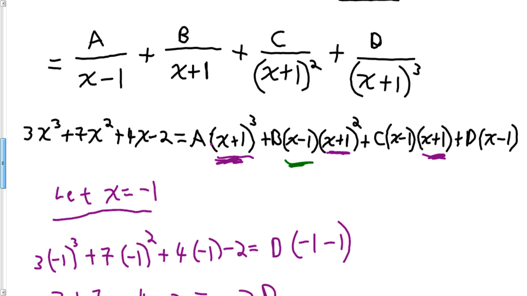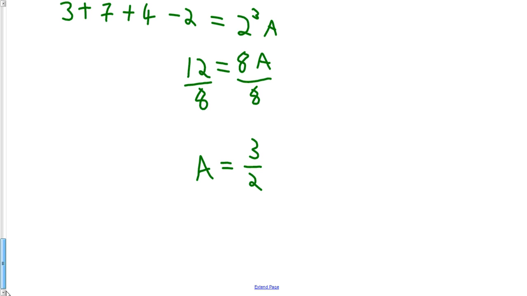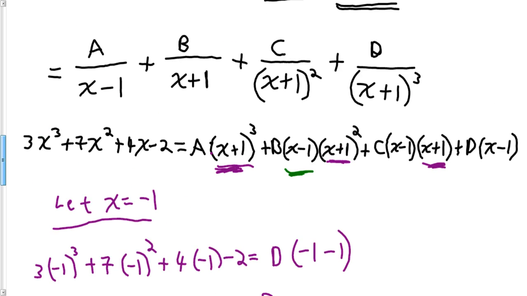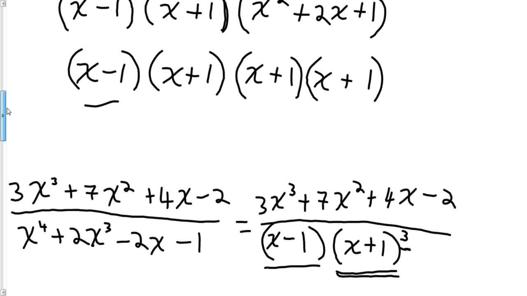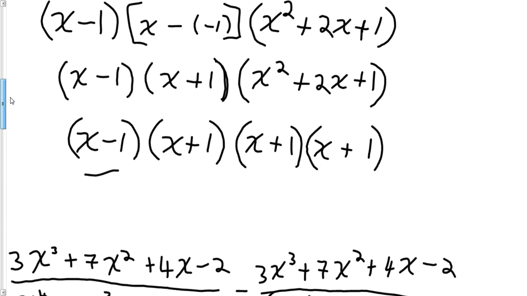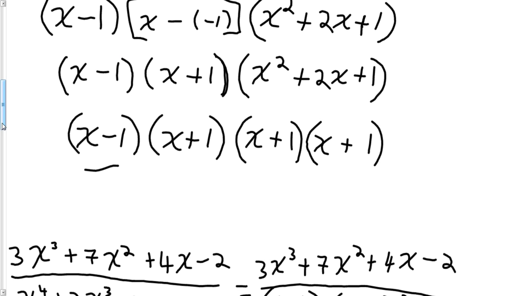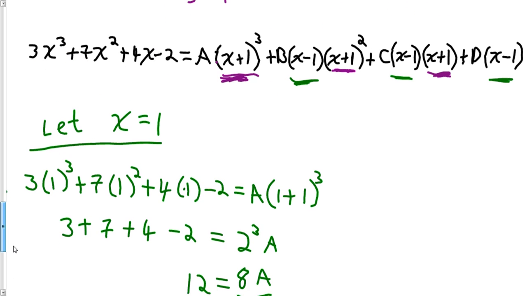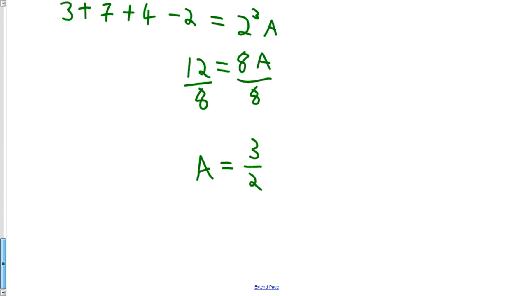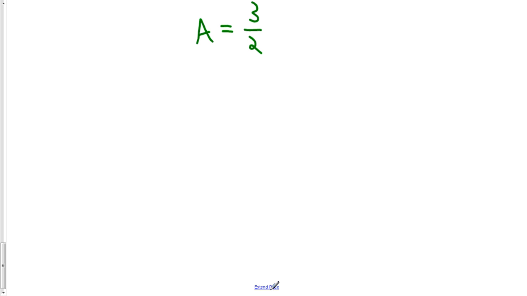So I don't have any other zeros, because remember, there are only 2 factors that were actually distinct, x plus 1 and x minus 1. The other factors were also factors of x plus 1. So I have no other zeros to plug in. So what I have to do here is plug in everything I know and just equate coefficients on each side. Let me show you what I mean by that.